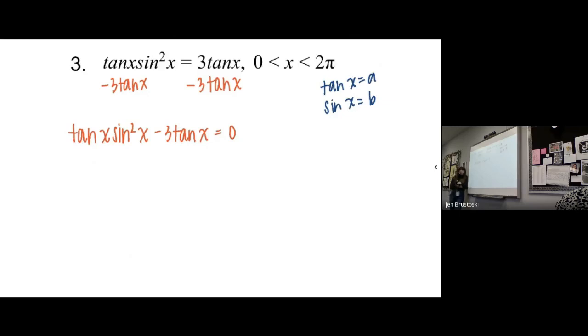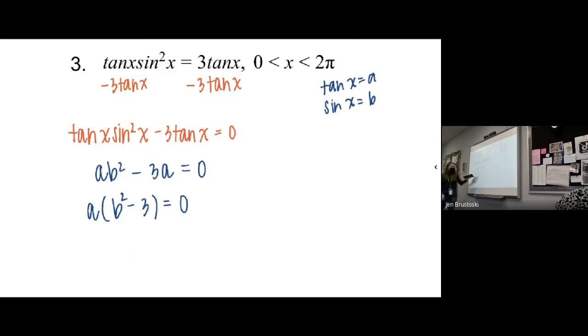All right, so then I have ab squared minus 3a equals 0. Now this right here looks a lot easier to solve than this right here, or to factor, I should say. I have an a in common, so I'm going to go ahead and factor out that a. So I have a times b squared minus 3 equals 0.